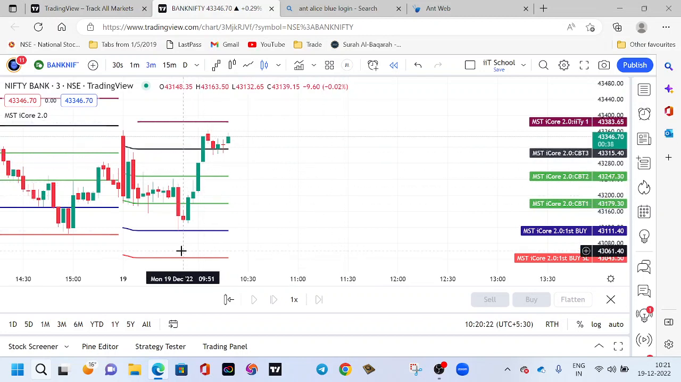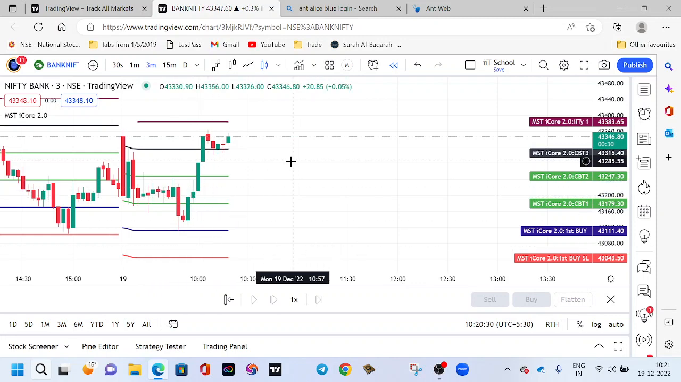See the perfection, the low made was 43,110 and our entry was 43,111. Perfectly we got the entry. This is how we have to trade.